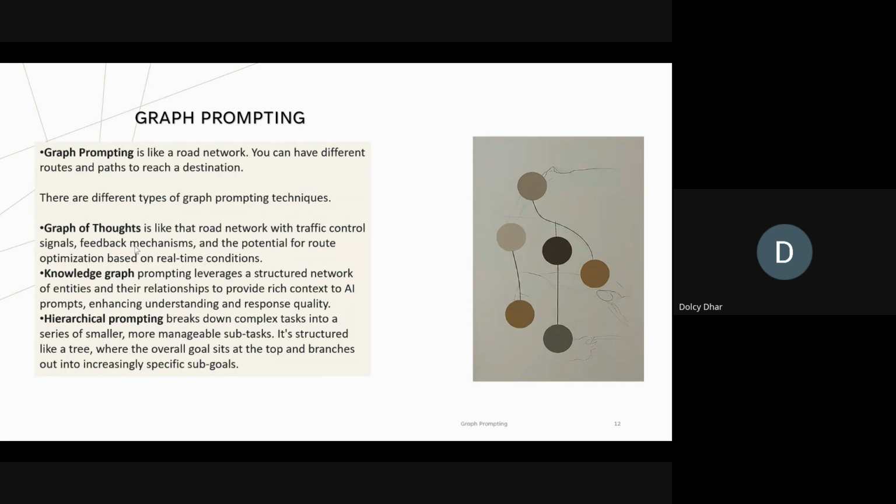And hierarchical prompting is somewhat similar to tree prompting, where you divide the tasks into smaller, more manageable subtasks. But these are overlapping subtasks, not a very strict division like you see in chain of thoughts or tree of thoughts.